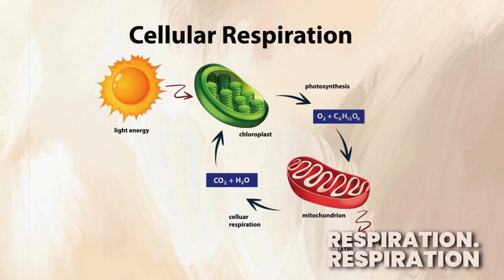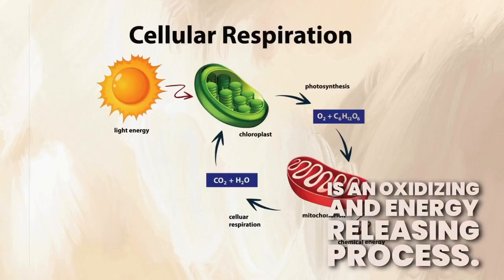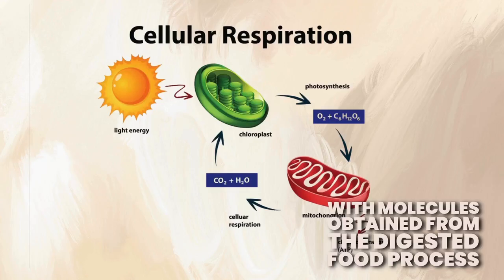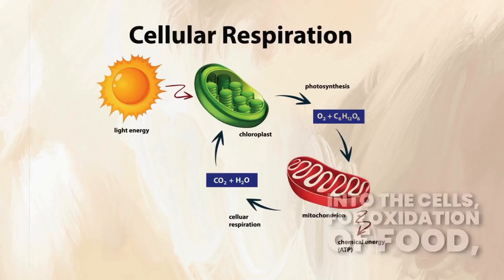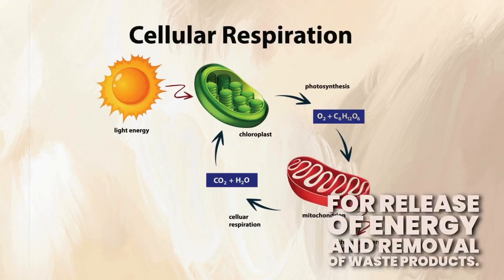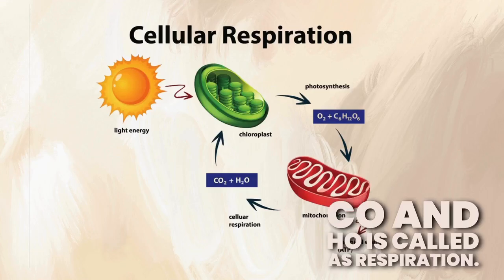Respiration. Respiration is an oxidizing and energy-releasing process. Oxygen is used in the cells for chemical reactions with molecules obtained from the digested food. The process of taking in oxygen into the cells, for oxidation of food for release of energy, and removal of waste products CO2 and H2O is called respiration.